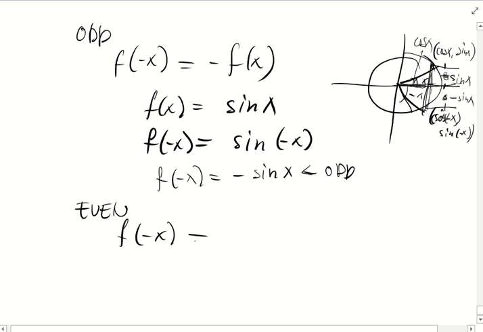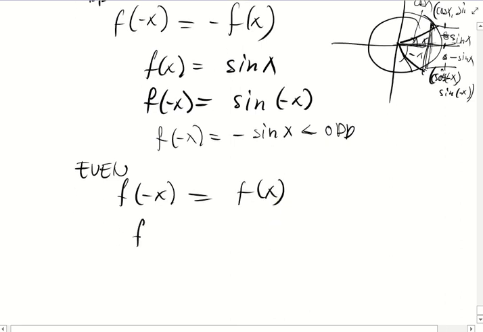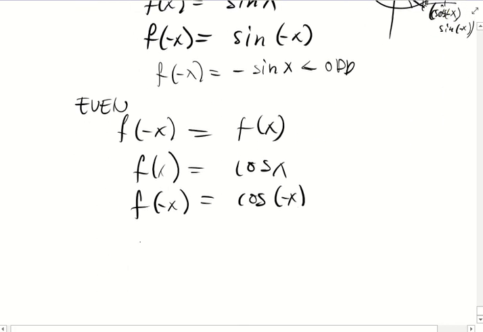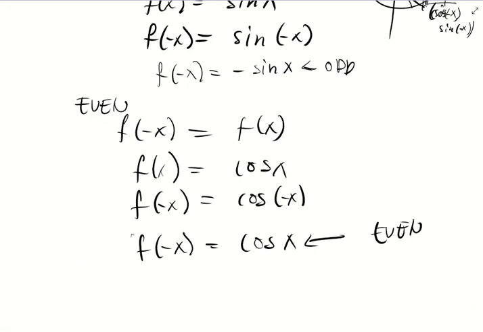So f of negative x should be equal to the positive one. The example of an even function is cosine x, so f of negative x is equal to cosine of negative x. If we go back to the unit circle, it's still on the right, meaning it's still positive. Therefore, we can conclude that this is an even function. So that is odd and even functions.